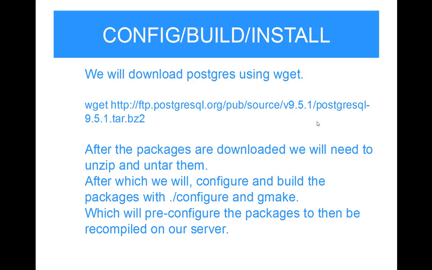You simply type wget, and then you provide the URL of the package. Basically, you provide the location of the package, where this package lives on the internet. After we get those packages, we're going to unzip and untar them. And from there, we're going to do what's called a ./configure and a gmake. Now, the way ./configure works, well, first let me talk about what type of software this is.